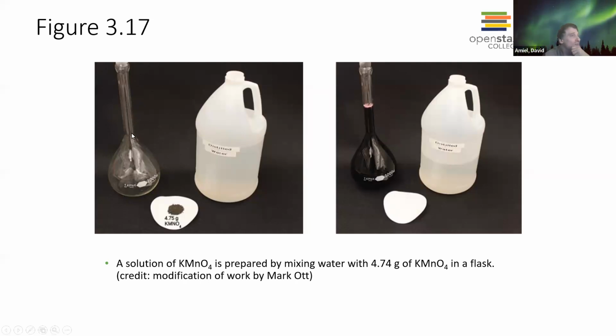So to make a 1 molar stock solution of potassium permanganate, you would dump in the number of grams in 1 mole into the flask. That's what's done here on the right-hand side. And you would just fill up the volumetric flask to exactly the 1 liter mark. And there you have your correct concentration of the stock solution. You can see it's a deep purple. So as you dilute it, it will become less and less purple.